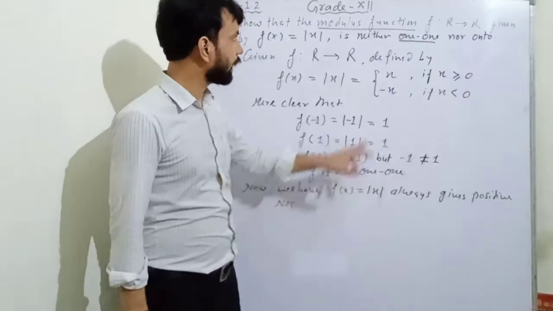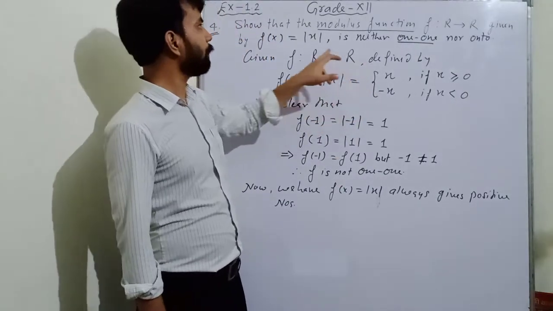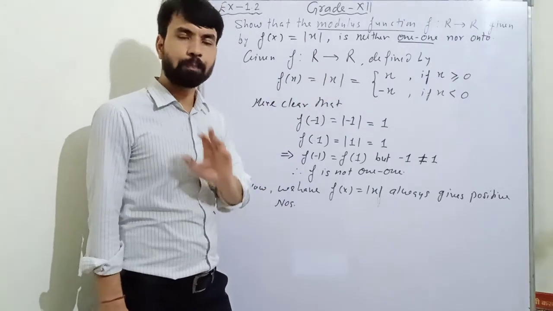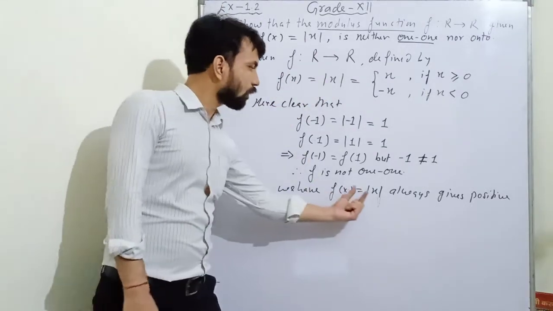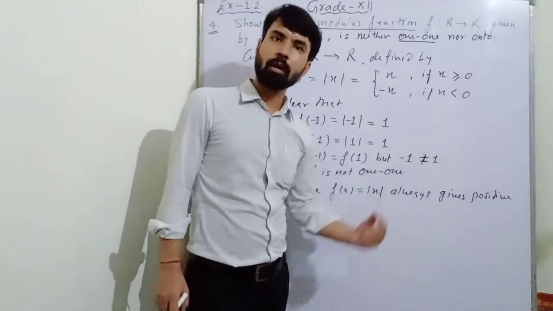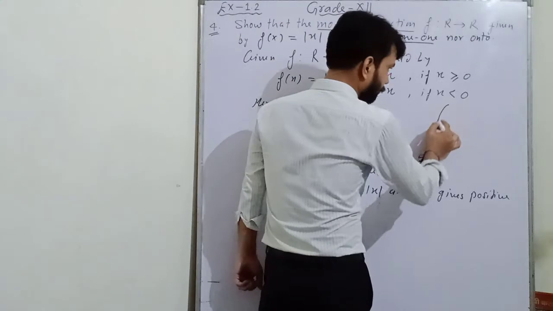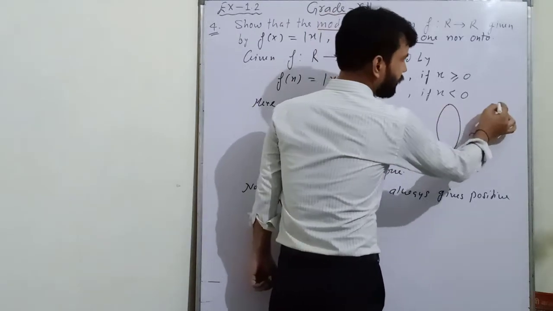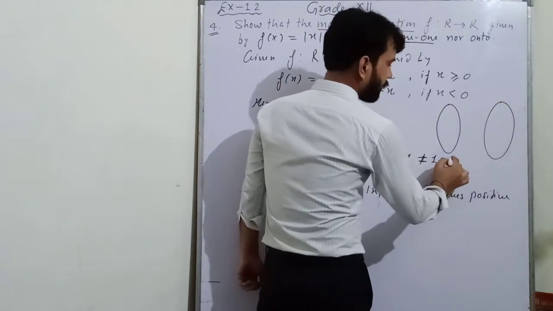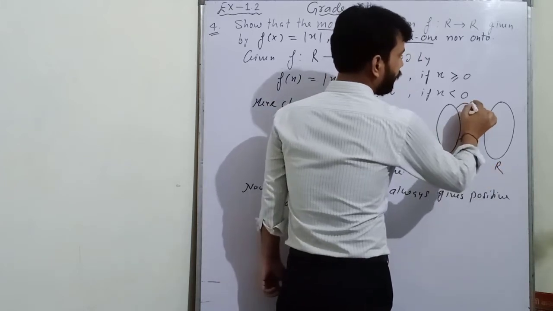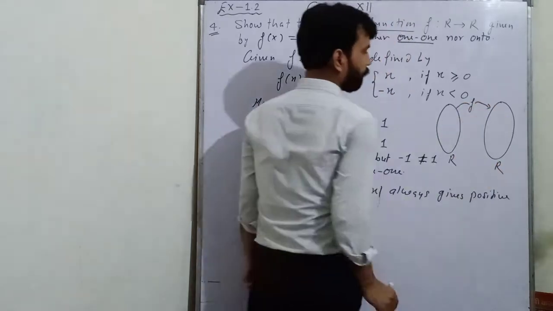But for negative values, there will not be any pre-image in its domain. Are you getting this or not? Because modulus x always gives the positive value. So see here, let us look at it through mapping. This is domain R and this is codomain R, and the function is defined from R to R.